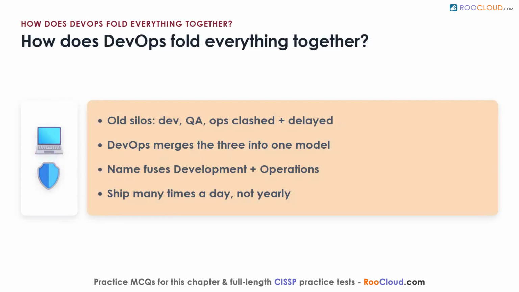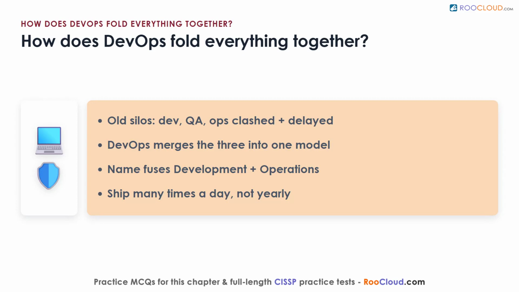How does the DevOps approach fold everything together? For years, software development, quality assurance, and operations sat in separate silos that often clashed, throwing problems over the fence and delaying releases. DevOps merges these 3 functions into one cooperative model, and its very name fuses development and operations to signal that they must work as one.